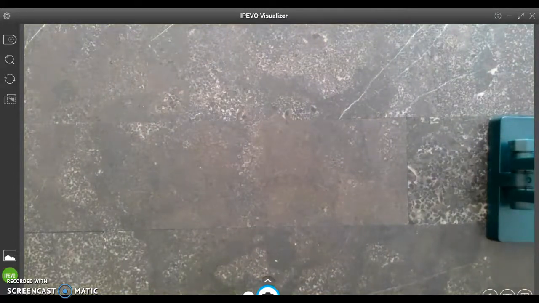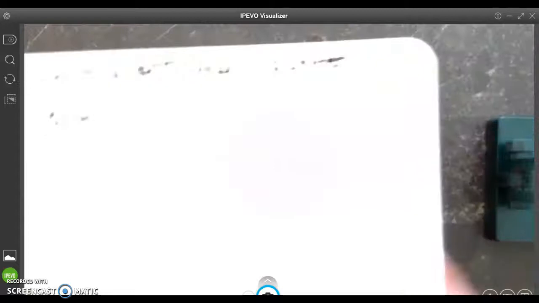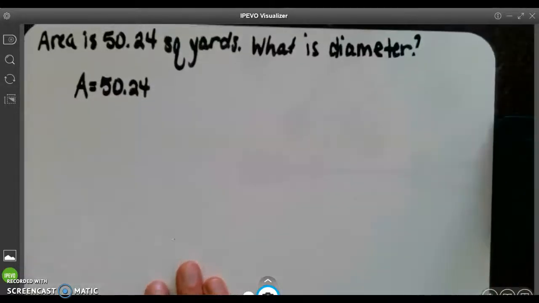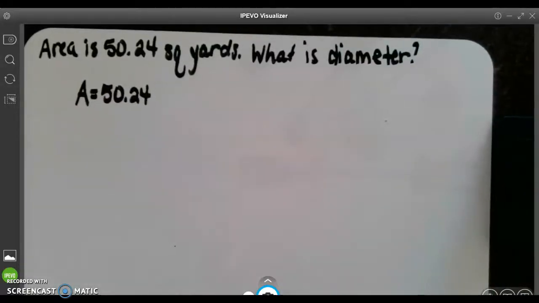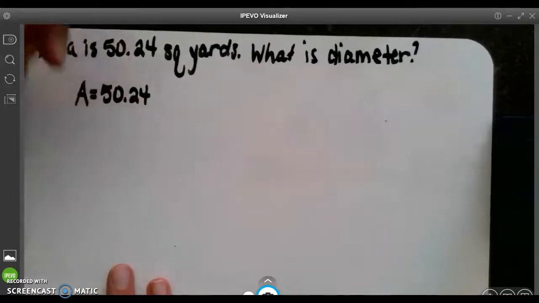We have one more like that. It's with area. There weren't many circumference problems when I was doing the problems. They gave me mostly area problems, but don't be surprised if you come across circumference problems. The area is 50.24 square yards. What is the diameter?